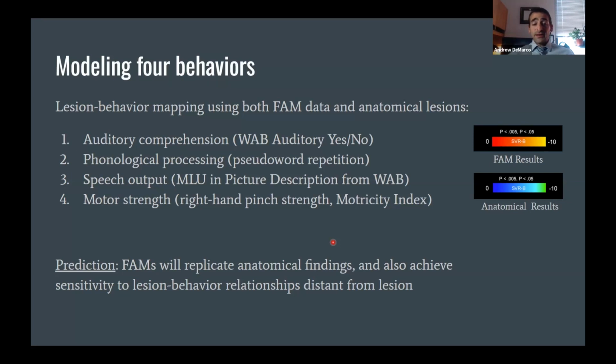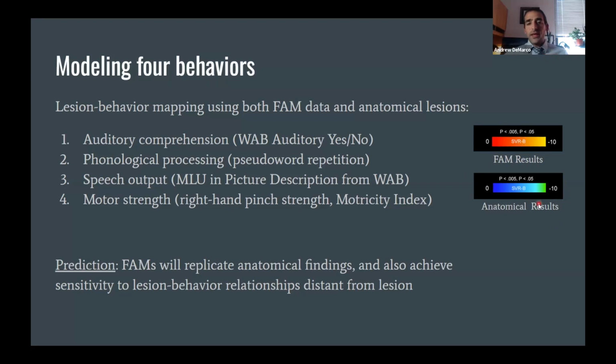And so we'll predict that the functional anomaly maps should reproduce and replicate the anatomical findings, and hopefully also extend the sensitivity to lesion behavior relationships out to voxels that fall way beyond the anatomical lesion distribution, because we now have a map of not only where there's direct consequences of the lesion, but also where there's distant functional consequences. The functional lesion symptom mapping results will be in the hot color scale, and the traditional anatomical results in this blue-green.